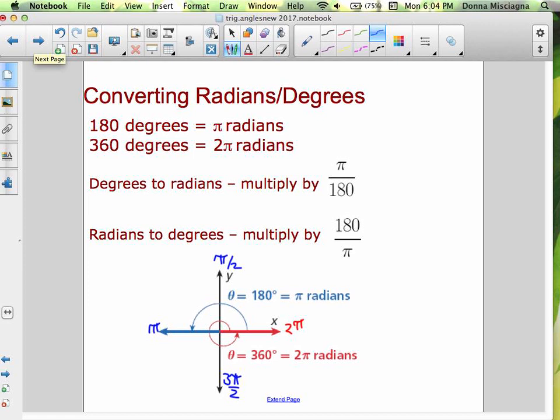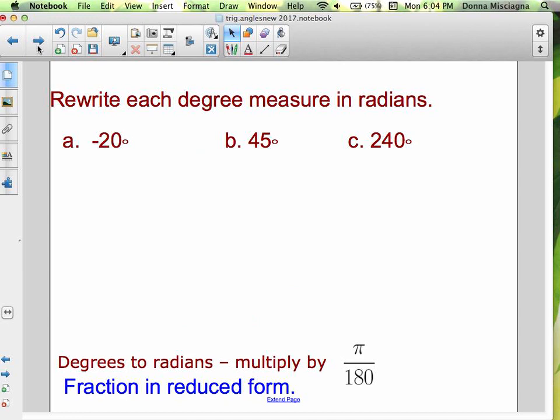And actually, these are our key values when we go to graph. We're going to be working with pi halves, pi, 3 pi halves, and 2 pi. But we'll talk about that more when we get to the graphing portion of this lesson. And let's convert. All right, so I have one of these in your notes. Negative 20 degrees, we're just going to take negative 20 and multiply by pi over 180.